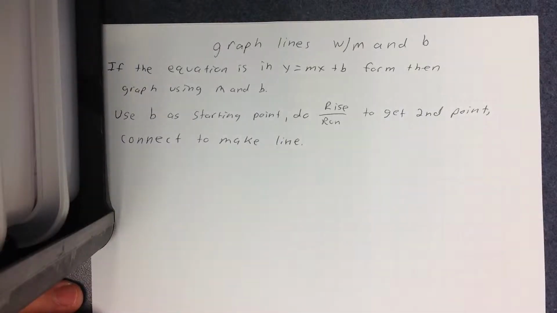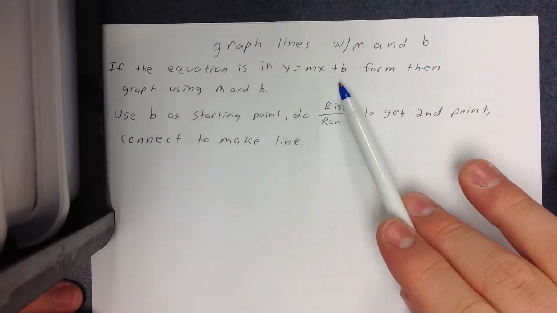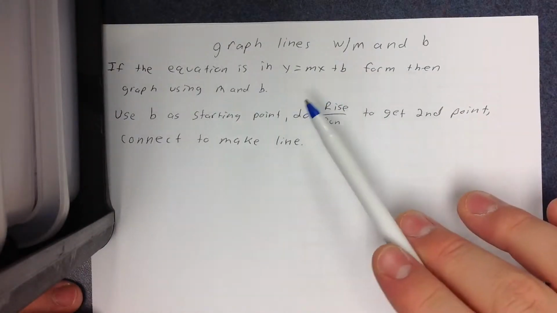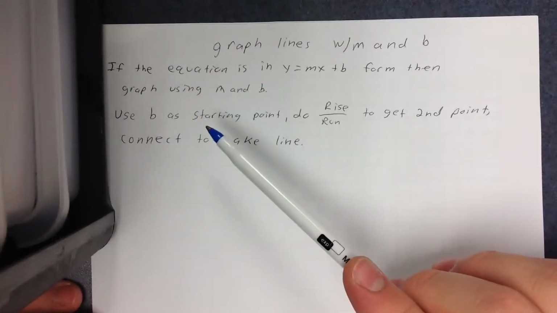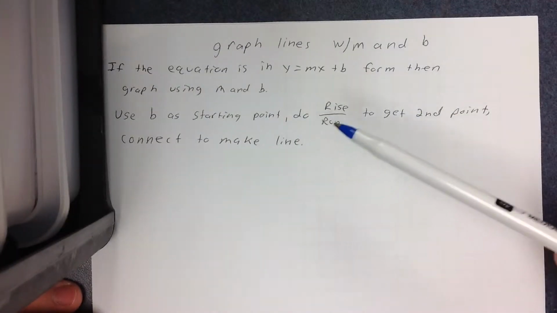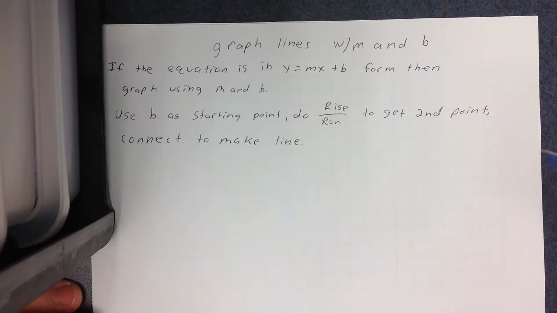Okay, now we're going to look at graphing lines with m and b. So if the equation is in y equals mx plus b form, then we're going to graph using m and b. To do that, we use b as a starting point, do the rise over the run to get the second point, and then connect to make the line. So let's look at some examples.